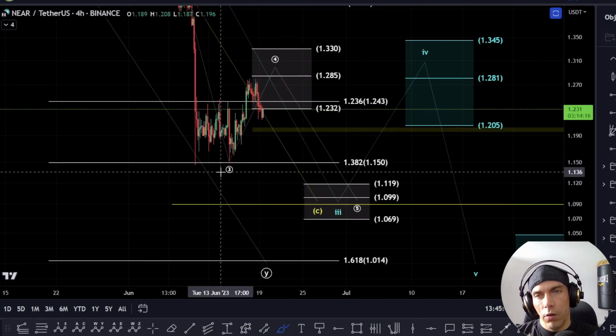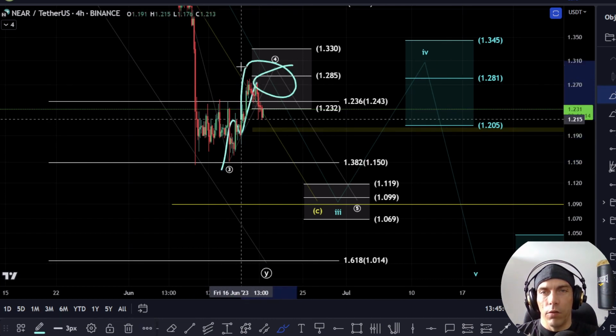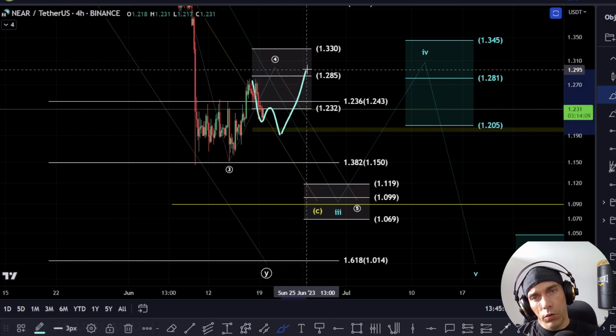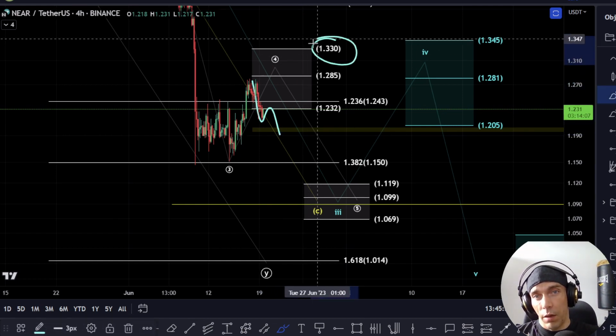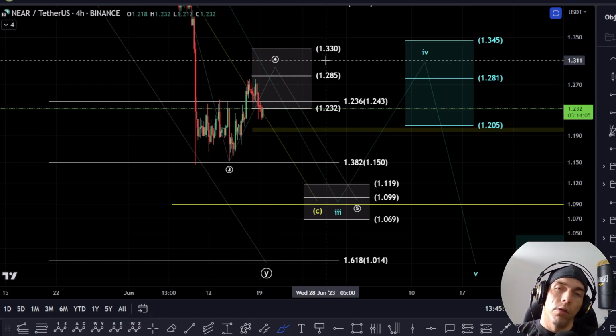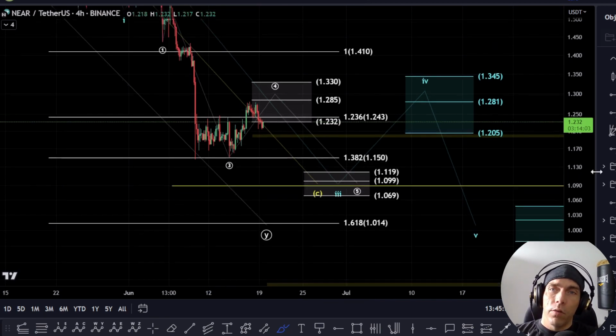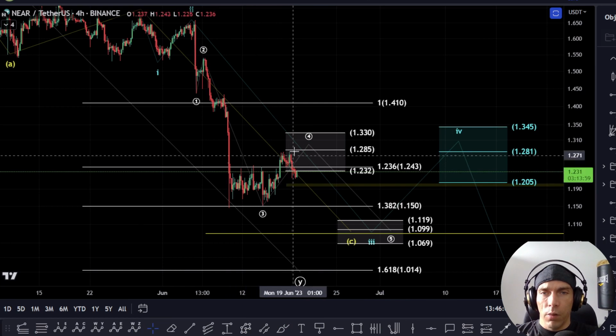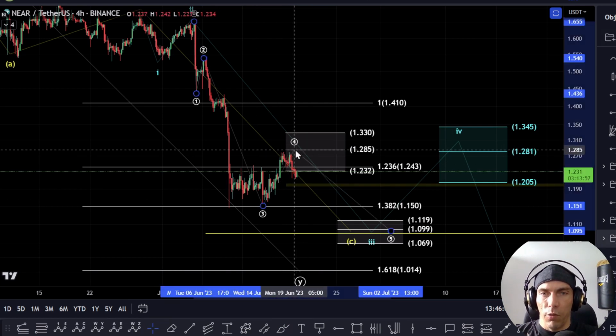Now, we could actually argue that this is ABC and it's completed already. Alternatively, we could find support above this low and then look to push up one more time, looking to possibly come up higher here towards this $1.33 level. Looking at the time comparison though, if we're going to treat this as a wave 2 and this as a wave 4, it is quite probable that this would be looking to actually be completed.